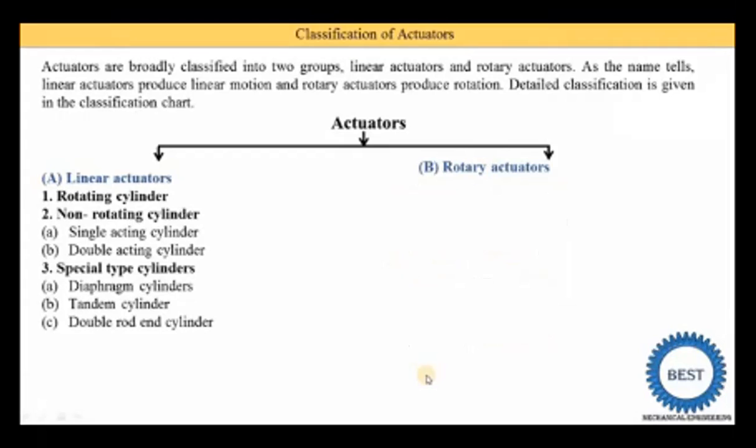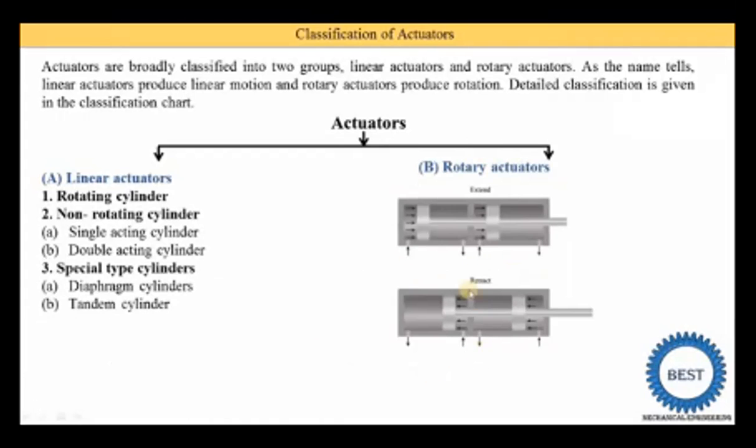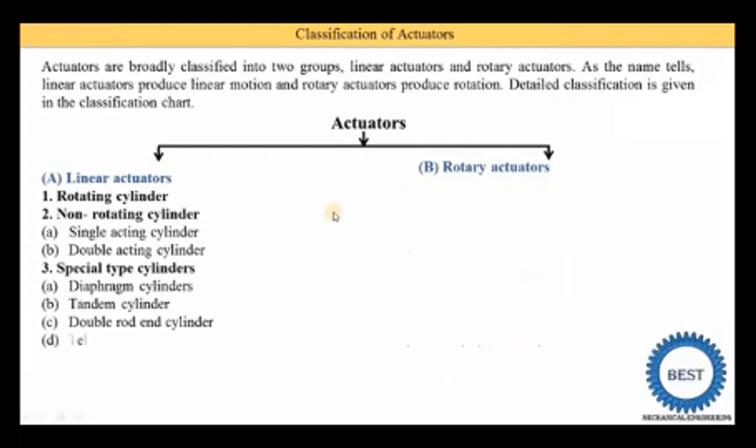Third one is the double rod end cylinder. Double rod end cylinder means on both sides of the piston there is a rod. In the earlier case we saw that only on one side of the piston there is a rod, but when the rod is on both sides of the piston, then it is called the double rod end cylinder. And next one is the telescopic cylinder.